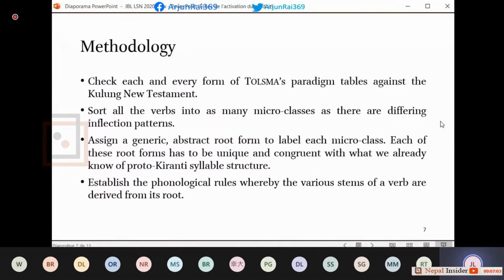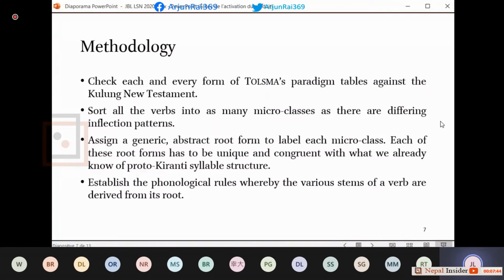Only once that was done, I could sort all the verbs according to their inflection pattern. In most cases, the inflection pattern is nothing more than the alternation pattern of the final consonant of the radical, but there are also some verbs where the radical vowel undergoes apophony, so the whole rhyme has to be taken into account. Then, to each of these inflection classes, a unique root form is assigned, knowing that the shape of a reconstructed root is constrained by what we know of the Proto-Kiranti syllable. And okay, I will say more on that later. And I also take comparative data from other Kiranti languages into account at this stage.